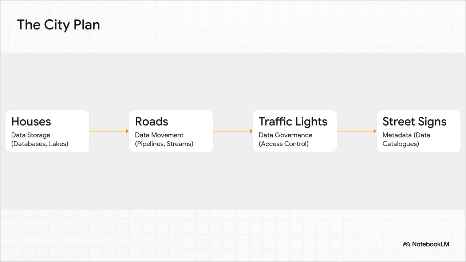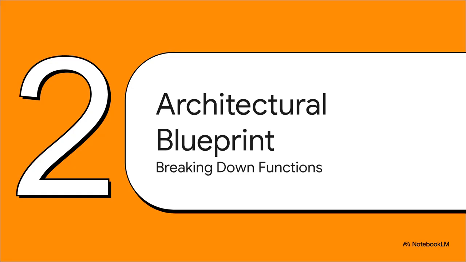And here's how that city plan maps directly to our data world. See the houses? That's your data storage, things like databases and data lakes. The roads are the pipelines and streams that move all that data around. Your traffic lights? Well, those are your governance rules, controlling who gets to go where. And the street signs? That's your metadata, telling you what the data is and where you can find it. Make sense, right?